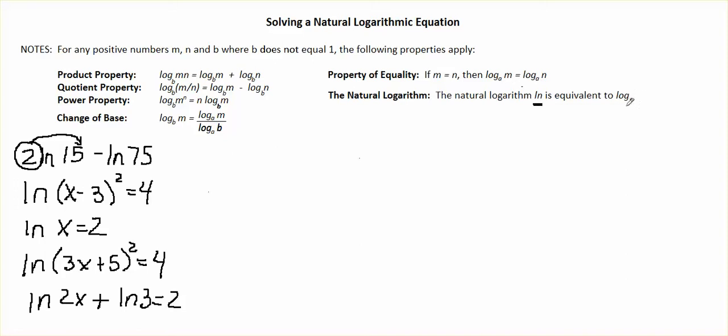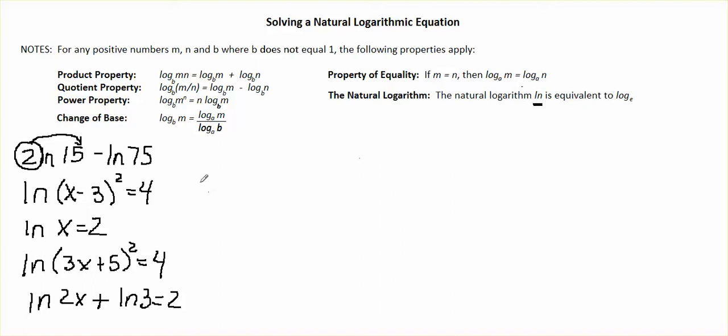And remember, e is our natural number, which is approximately 2.718 and so on. It is an irrational number, so that decimal never ends and never repeats. So ln is just a shortcut to using log base e. And because e is so prevalent in many math fields, they wanted to create a shortcut so they didn't have to write this completely out. And ln represents the natural logarithm.